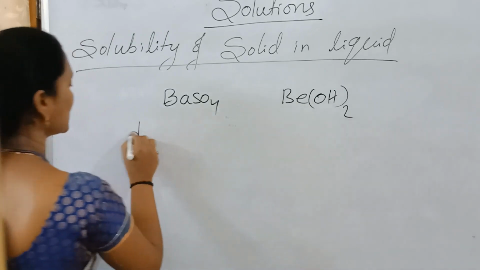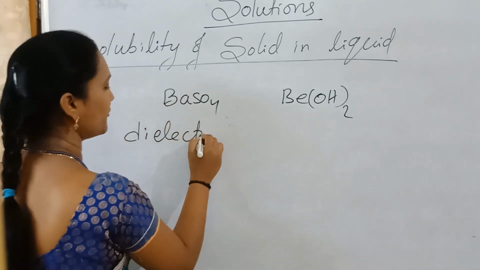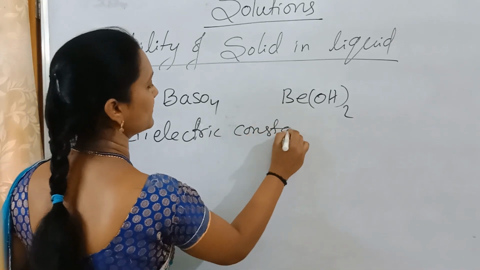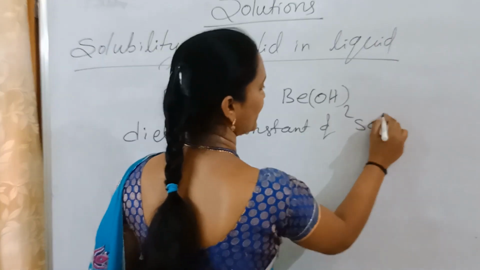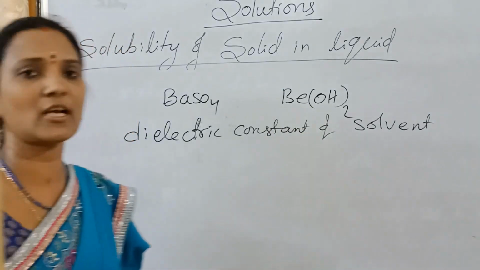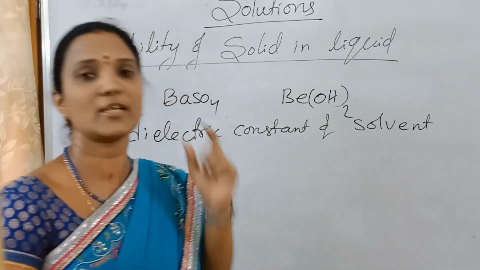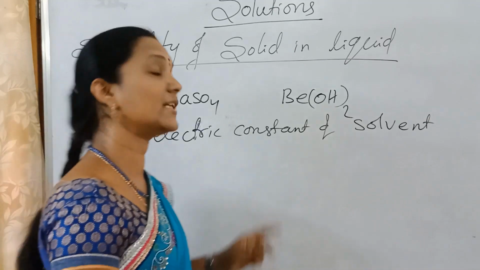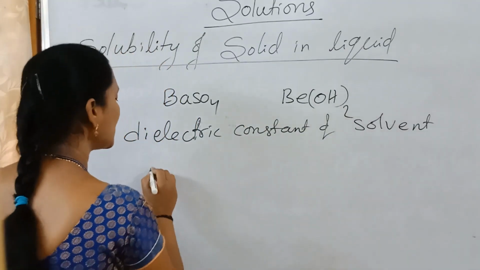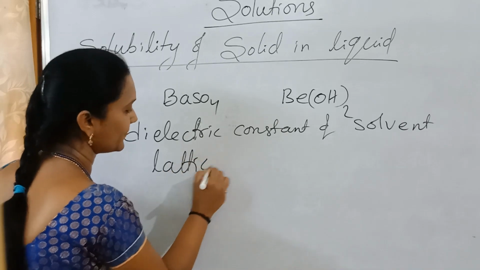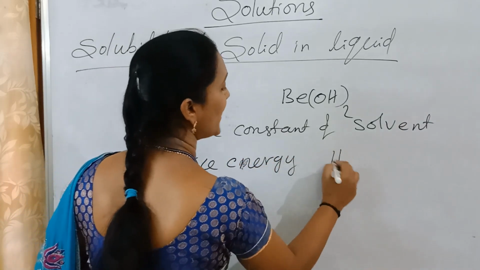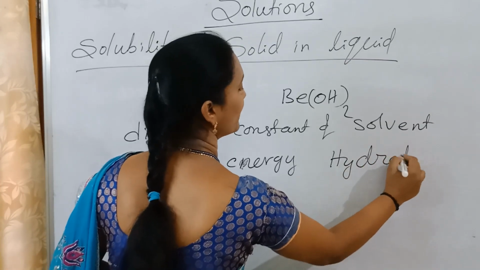This solubility depends on the dielectric constant of the solvent. Which solvent has a high dielectric constant, then most of the compounds are soluble in that. Nothing but water is the best polar solvent; its dielectric constant is high. So, dielectric constant of solvent. And next it depends on lattice energy and also hydration energy.